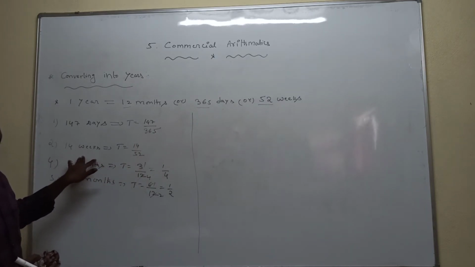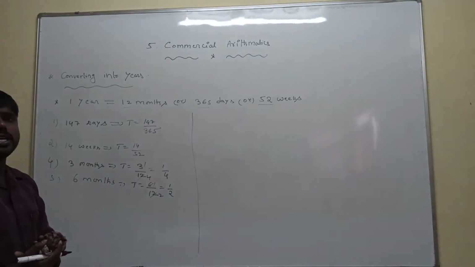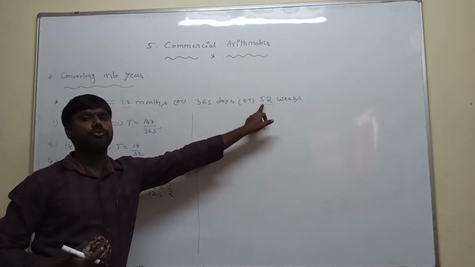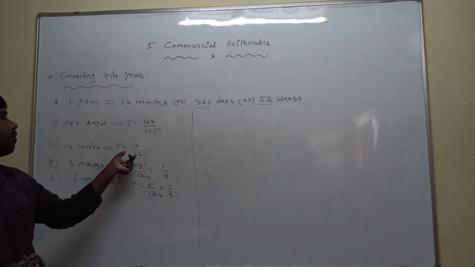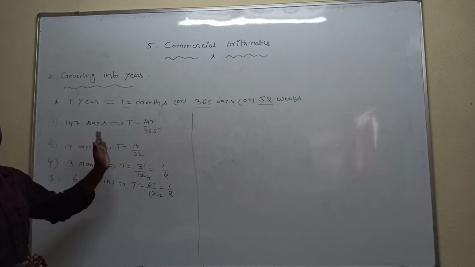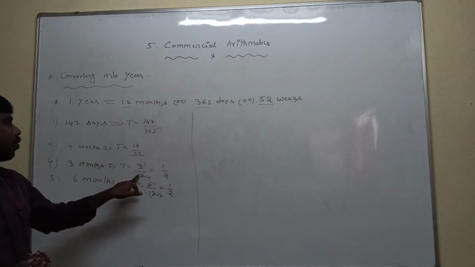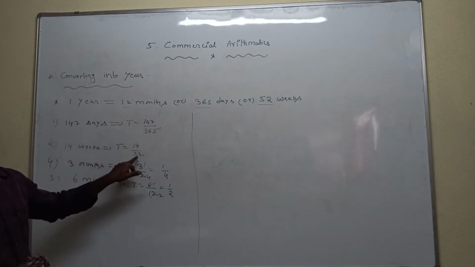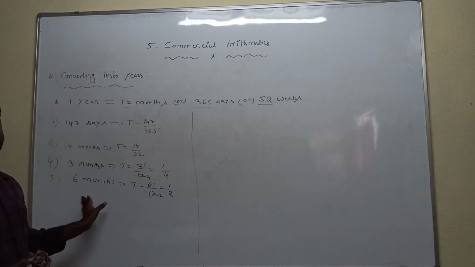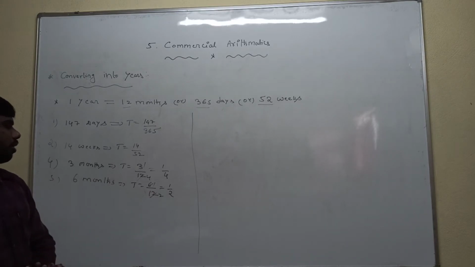Second one is 14 weeks. 14 weeks to convert to the year means 14 weeks divided by total weeks in the year, 52 weeks. Next, 3 months. 3 months to convert to the year means 3 months divided by total months in the year, 12 months. 3 by 12 is nothing but 1 by 4. Next one is 6 months. 6 by 12 is nothing but 1 by 2.